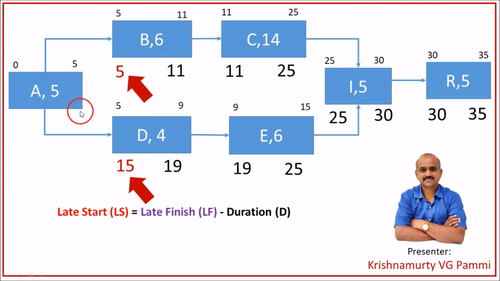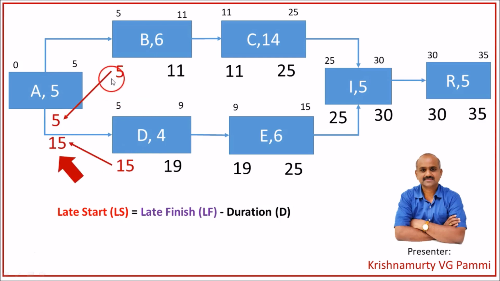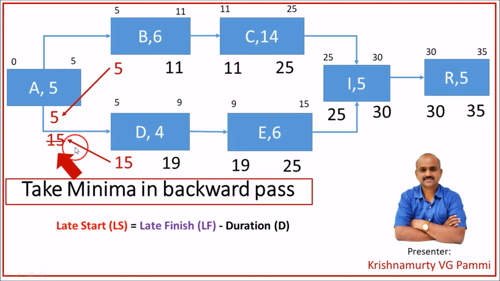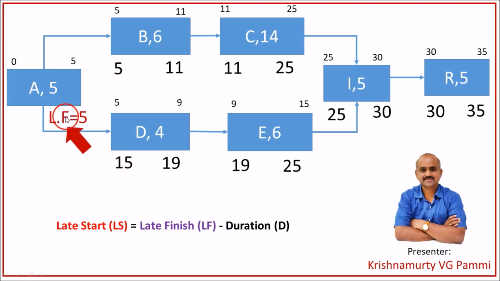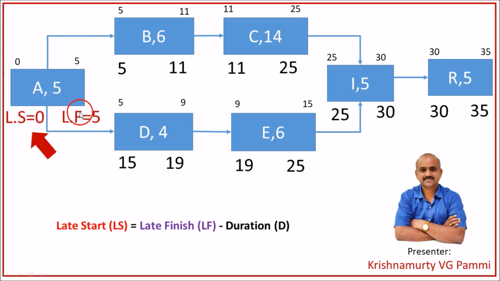Now this 5 will get carried forward here and from here 15 will get carried forward here. So 5 is getting carried forward in backward pass. 15 is getting carried forward in backward pass. Which one to take? Now in backward pass we must take minima because activities are connected with finish to start relationship. So out of 5 and 15, 5 is minimum. So 5 becomes the late finish for activity A. Now if you deduct duration 5 from the late finish, you will get the late start for activity A.